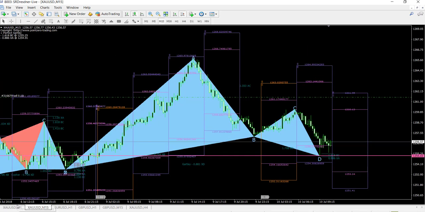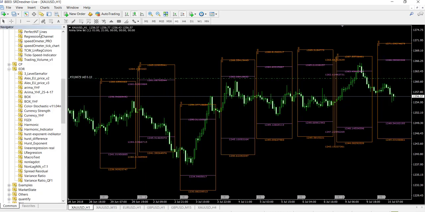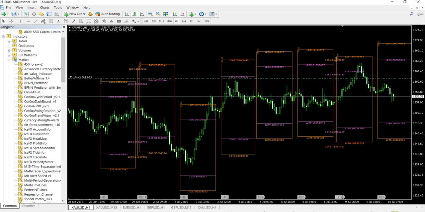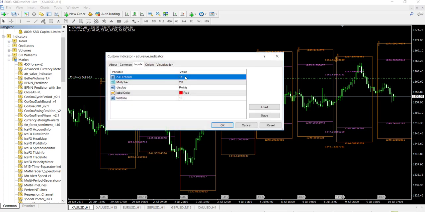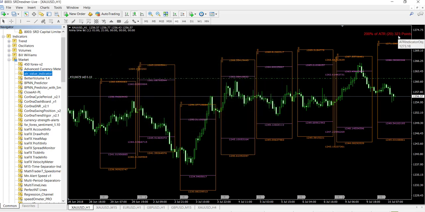So use H1's ATR indicator. We want to see the stop loss and take profit. Make sure its ATR period is 20 and the multiplier is 2.0. We apply it to the H1 chart. You'll see that it's 32.3 pips for the stop loss. 32.3 pips means 3.2 points.